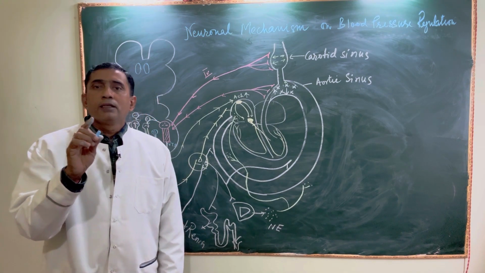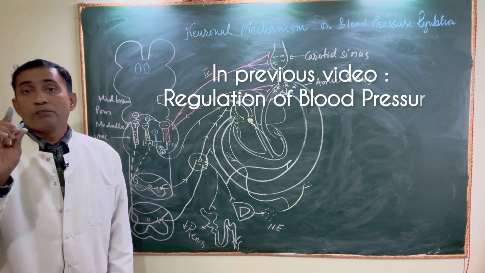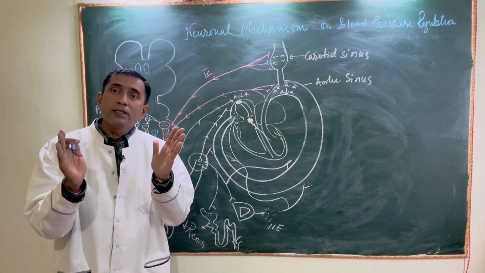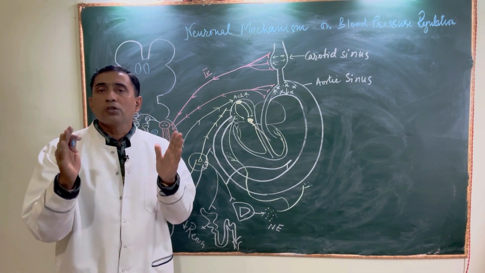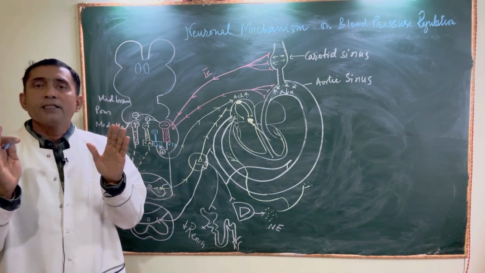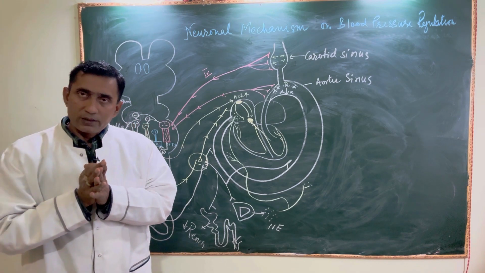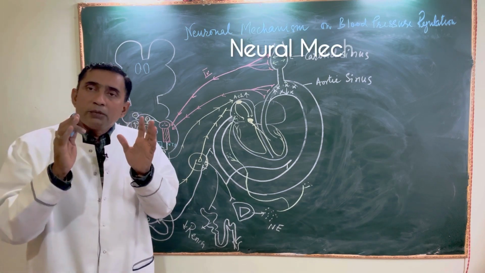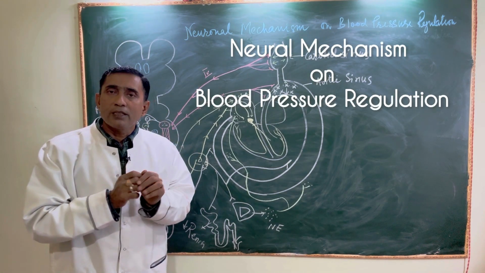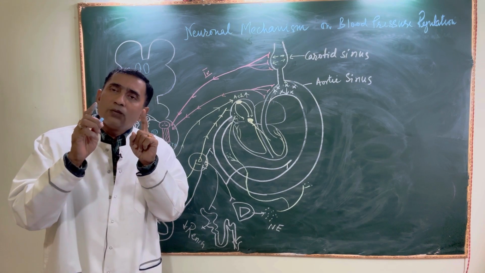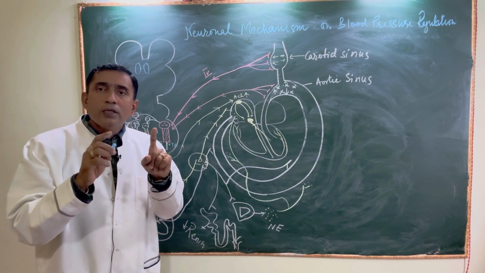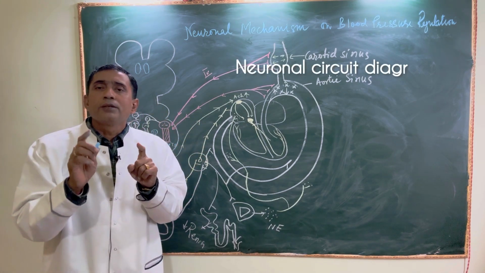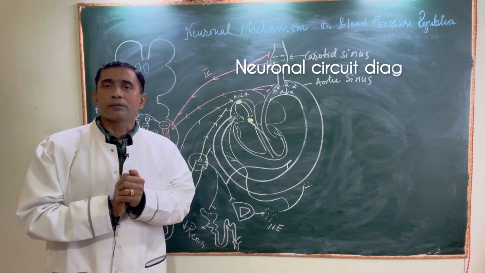We have already discussed blood pressure regulation, and I have mentioned that our blood pressure is regulated in two ways. One is short-term regulation of blood pressure and another is long-term regulation of blood pressure. So first my aim is to tell you the mechanism behind short-term regulation of blood pressure. First I want to show you the neuronal mechanism, the neuronal circuit behind short-term regulation of blood pressure.